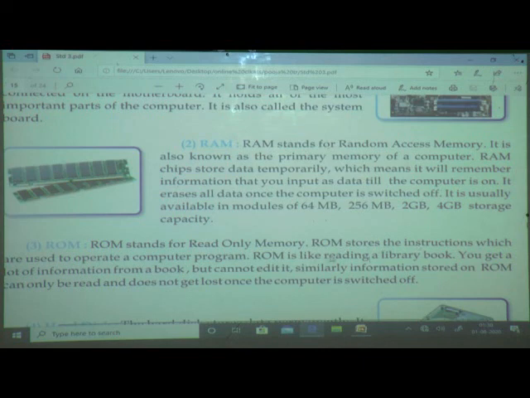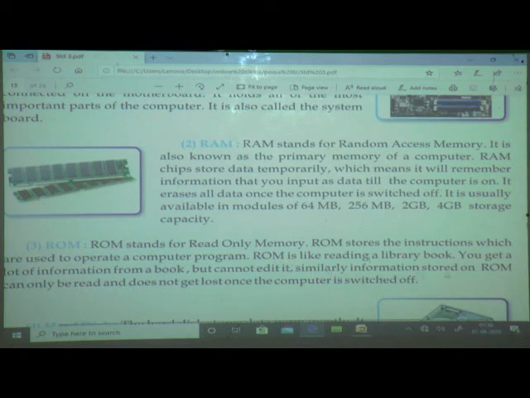ROM is like reading a book from the library. We can get the information but we cannot edit it. When we go to the library, we can only read the book. Can we make changes in that book? No, we cannot. We can read but we cannot change. ROM works like that.